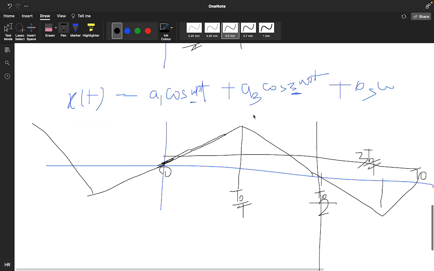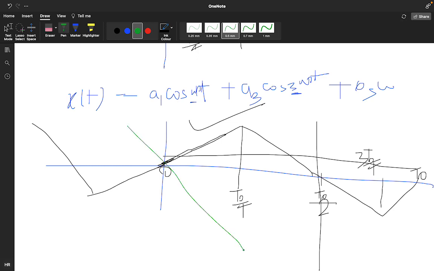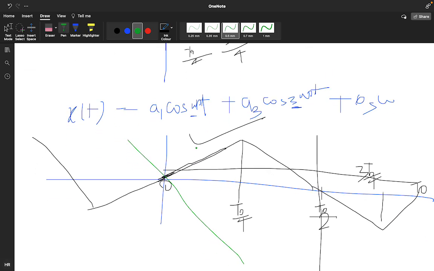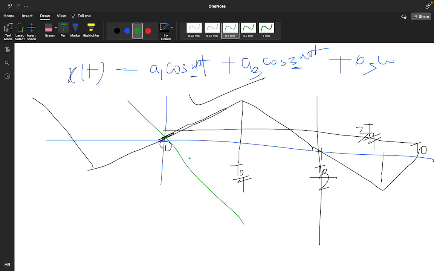When you do the shifting, x of t minus T naught by 2, and you reverse the signal, you will get this kind of a graph only. And this is your odd signal. Put the mirror like this and check whether you are getting the mirror image or not. If you are getting the mirror image, then this is your odd signal, and this is half wave symmetric also. You need to check the condition of whether it is half wave symmetric or not by putting the mirror and all.